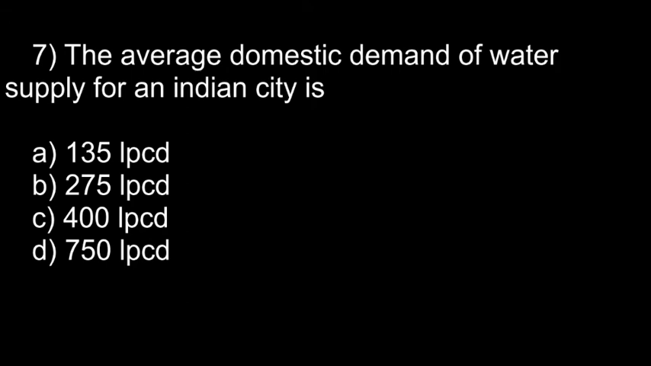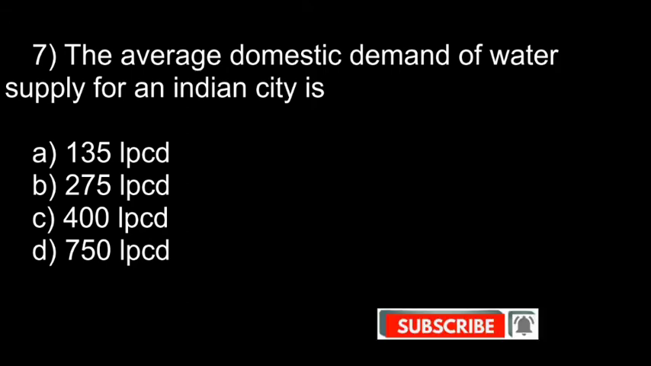Here they are asking about domestic demand of water. So for domestic supply, it is 135 LPCD. Domestic supply means homes, hostels, schools, etc. That is 50%. We know that the total per capita demand is 270 LPCD. So 135 LPCD is for domestic water supply.